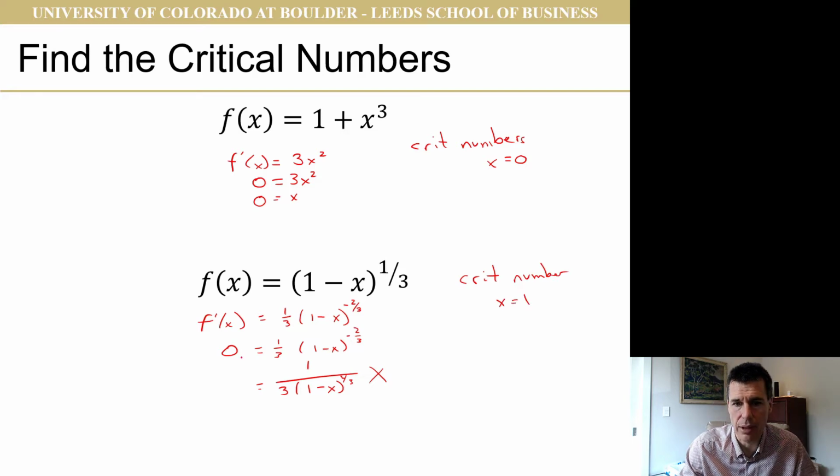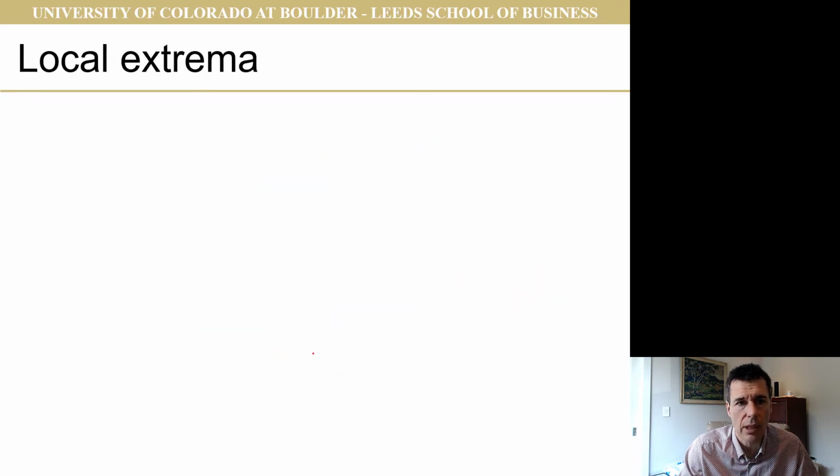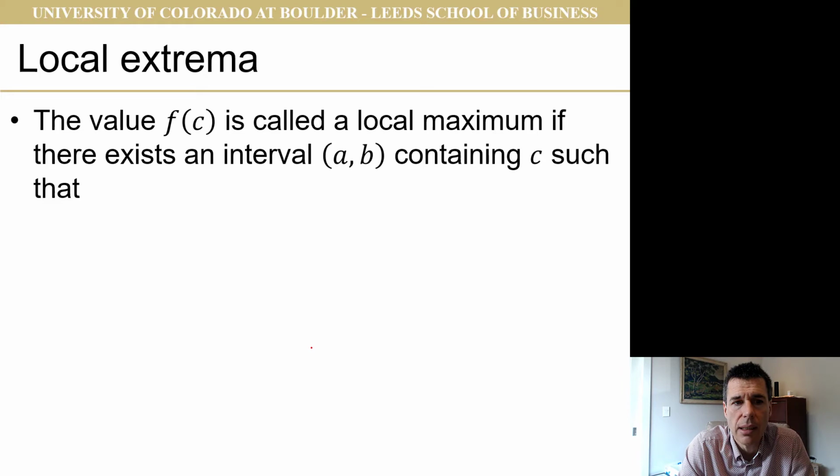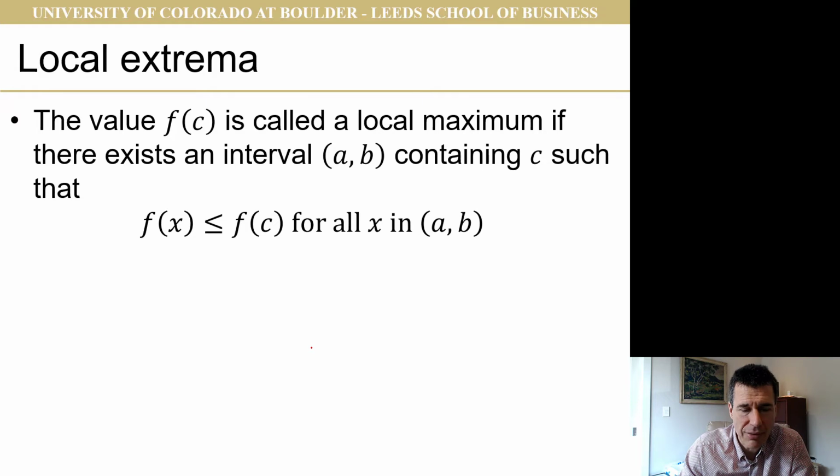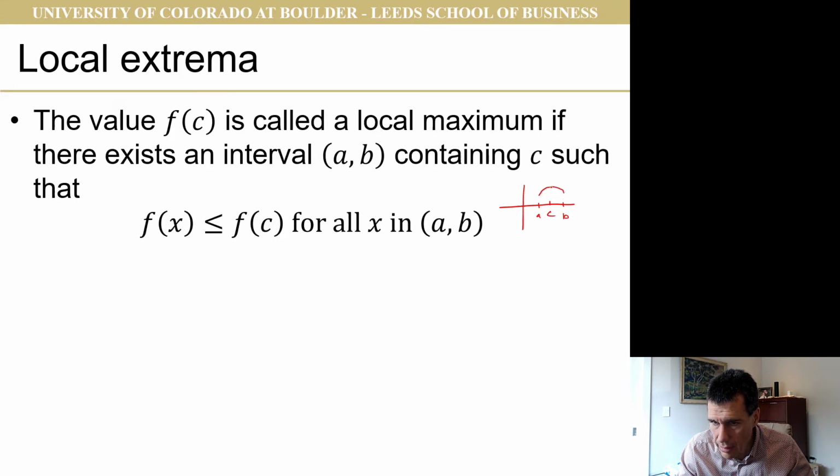Okay, so there's our function. The value f of c is called a local maximum if there exists an interval ab containing c such that f of x is less than or equal to f of c for all x in ab. Okay, so what does that mean? It means we have a function. I draw my graph, and I have c, right? And here's a, here's b. Then f of c is the highest point.